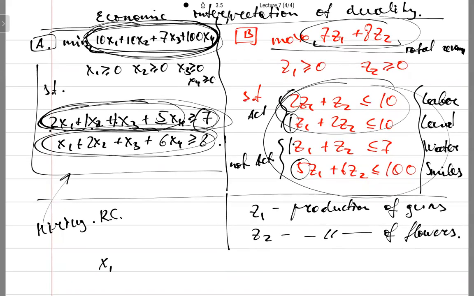X1 is called a shadow price of labor in our case. Excuse me, how do we use such kind of technologies in real life? I don't know how to make such kind of technologies work in real life. Are there any examples?